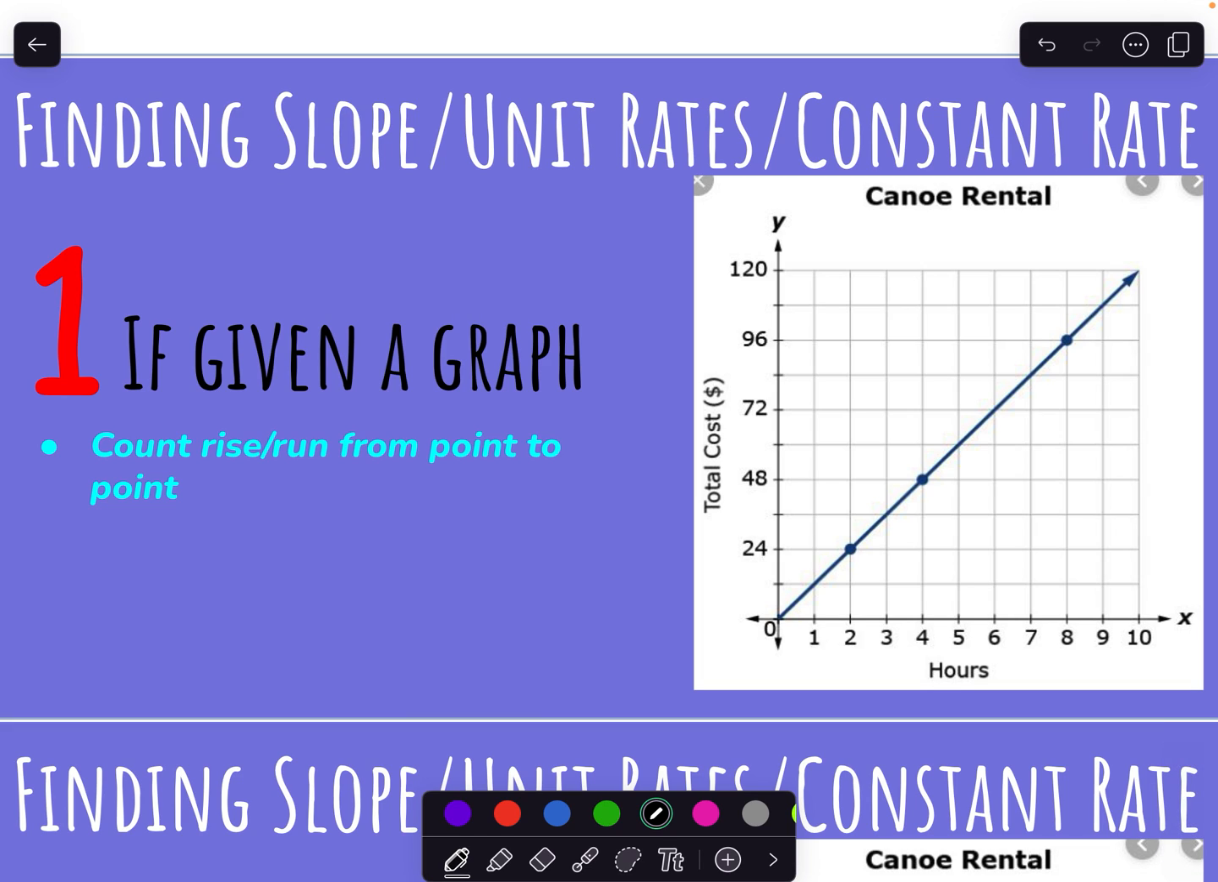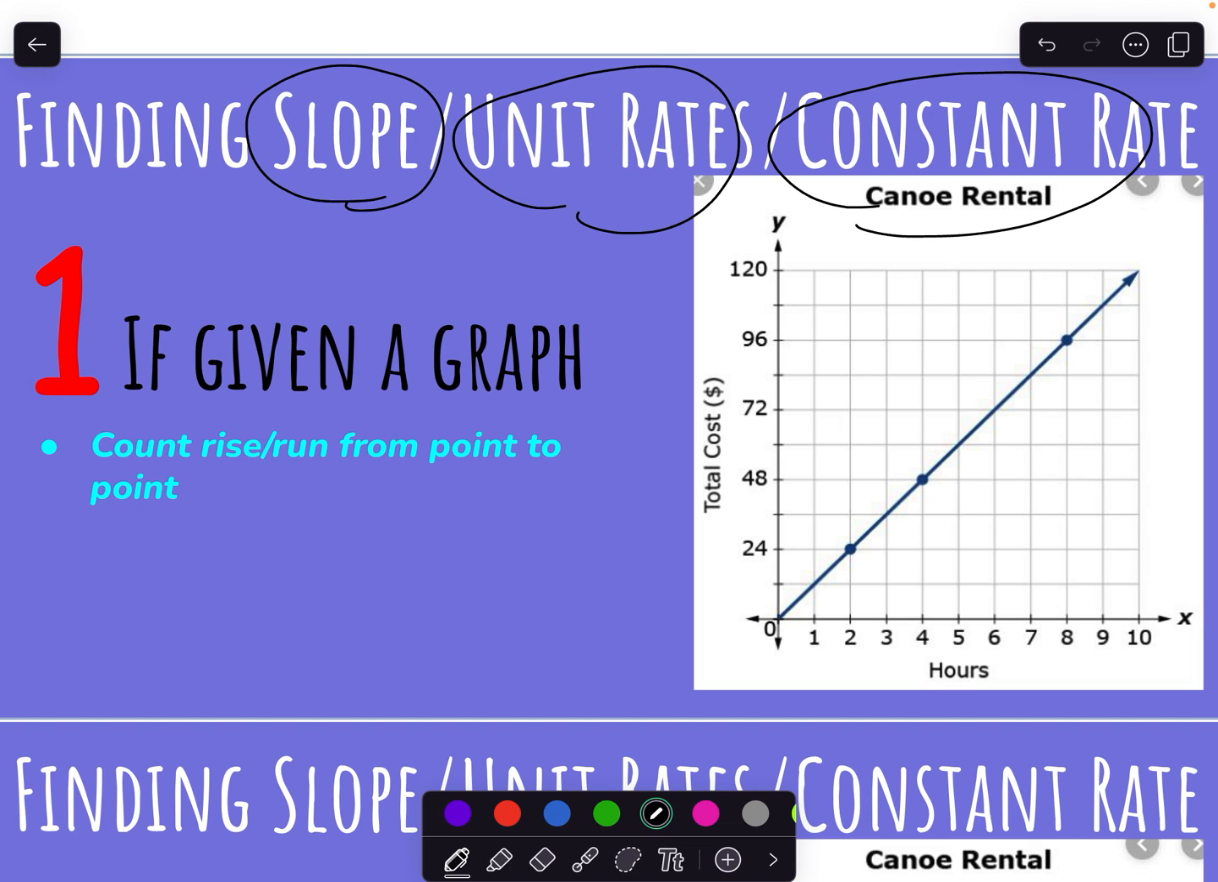One way we talked about in class is to look at a graph, right? I'm going to go through a couple different ways we can figure out the slope. Like you see up here, there are different ways to say this: the slope, the unit rate, the constant of proportionality. They all mean the same thing. But how do we find it from a graph?